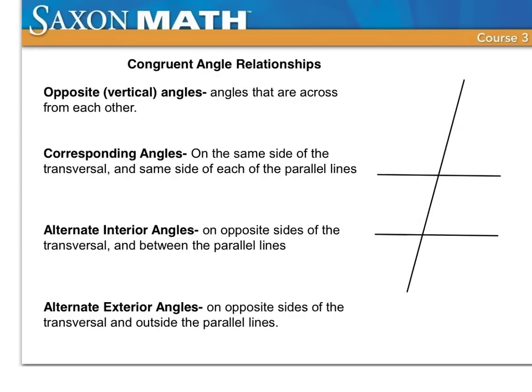On this slide we have some congruent angle relationships. Congruent means that these kind of angles are equal to each other. So they all have the same measure. So any pair of angles that goes with one of these definitions is going to be equal to each other, or congruent. So let's go ahead and number the angles we have on here.